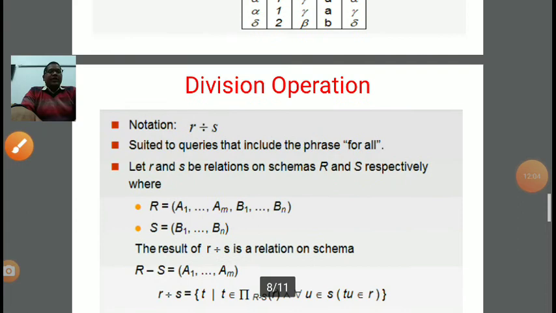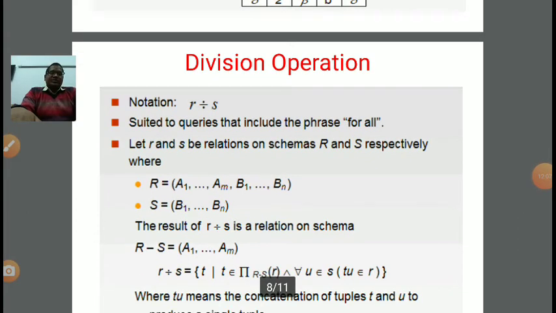Next, division operation. The notation is the same as the mathematical notation, R with a horizontal line with 2 dots, and S. It is suited for queries that include the phrase "for all". When the "for all" phrase is there in a query, then it is advisable to use division operation. So let R and S be relations on schema R and S respectively, where R has attributes A1 to AM and B1 to Bn. Similarly, S has B1 to Bn. If you notice, B1 to Bn are the attributes which are common, and R has some additional attributes.